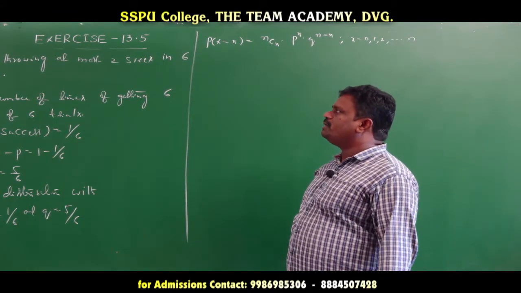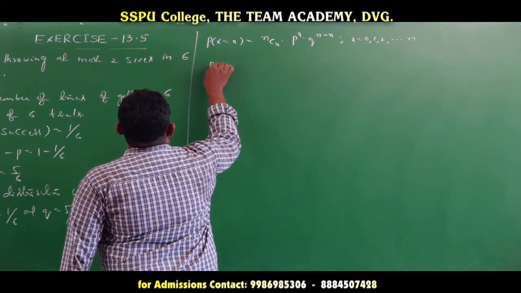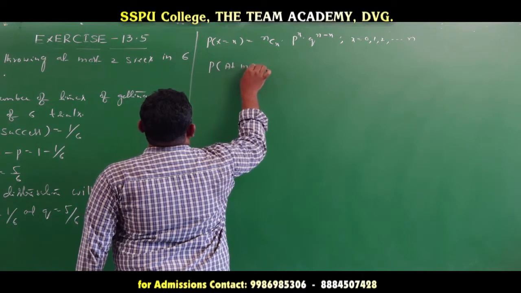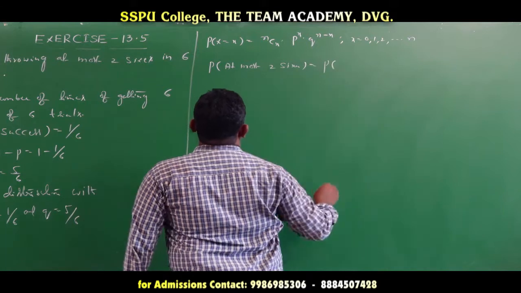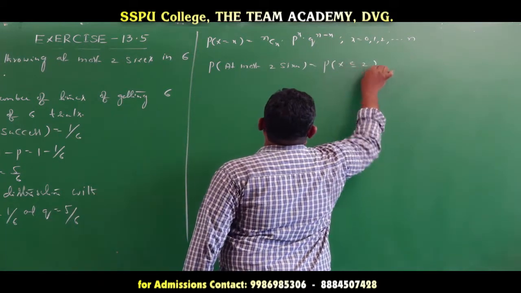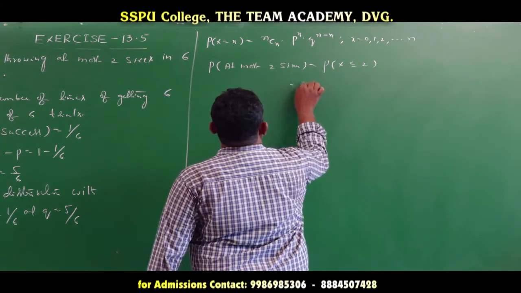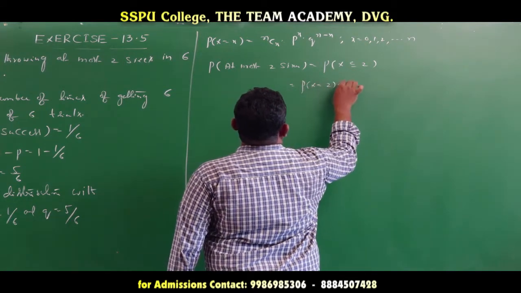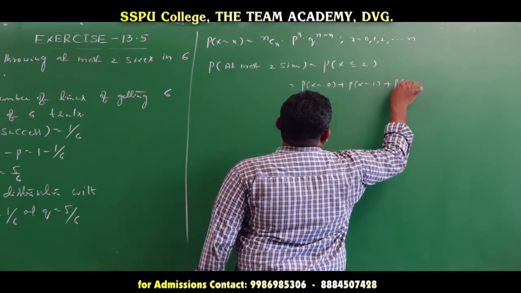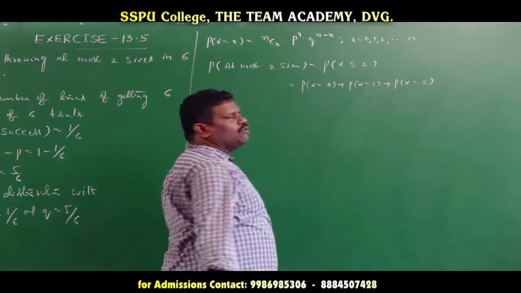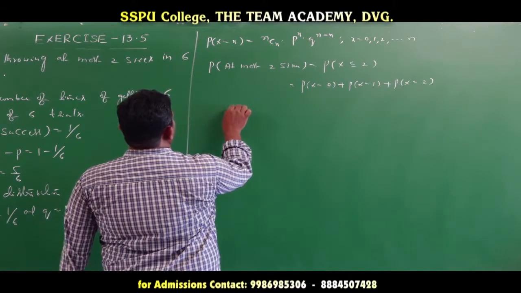Here the required probability is at most 2 successes. At most means X is less than or equal to 2, so 2 and below values. So next we have probability of X is equal to 0, probability of X is equal to 1, and probability of X is equal to 2.